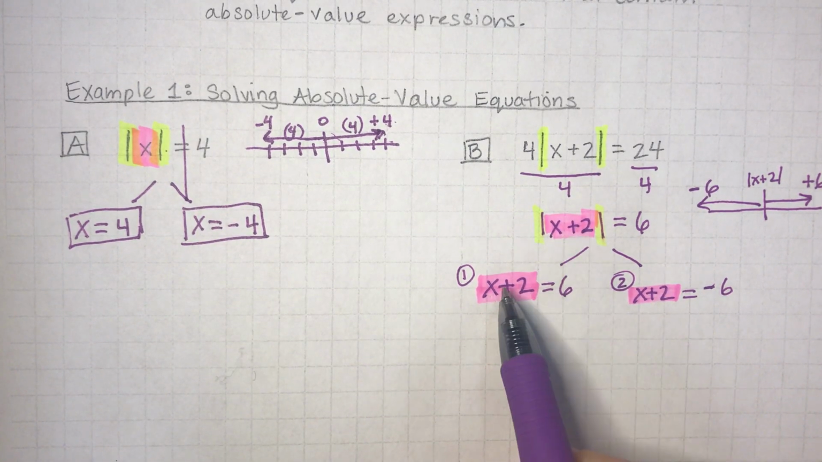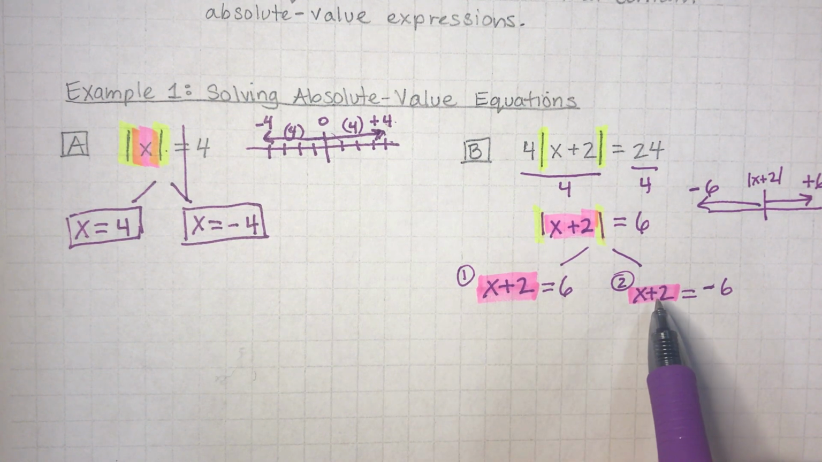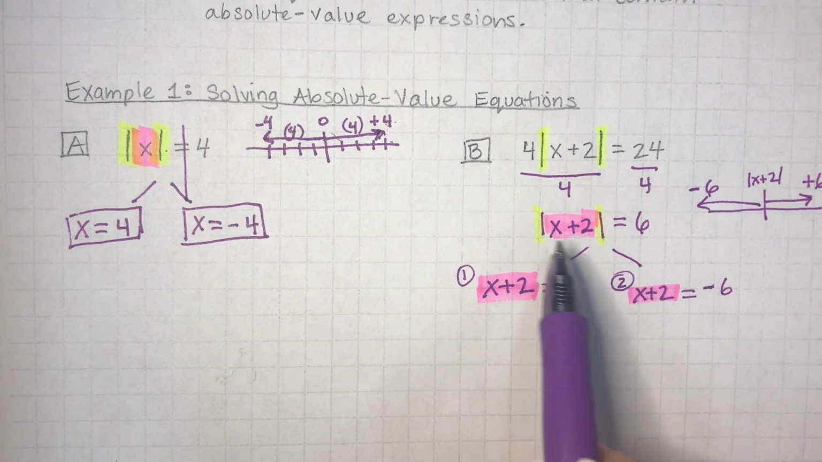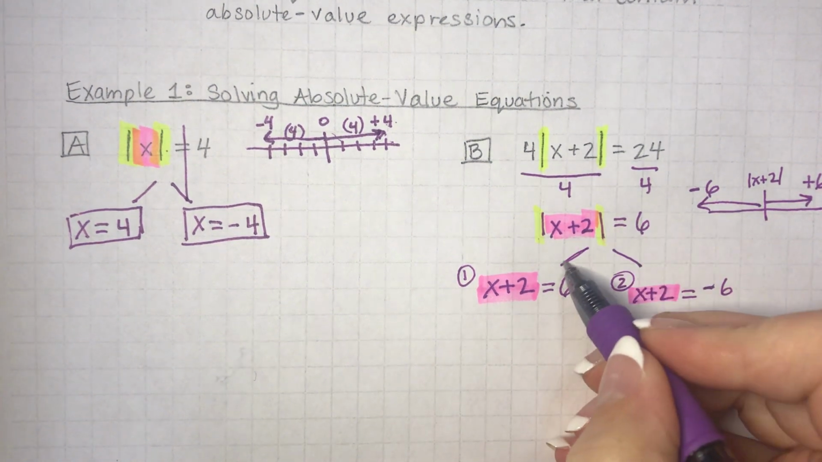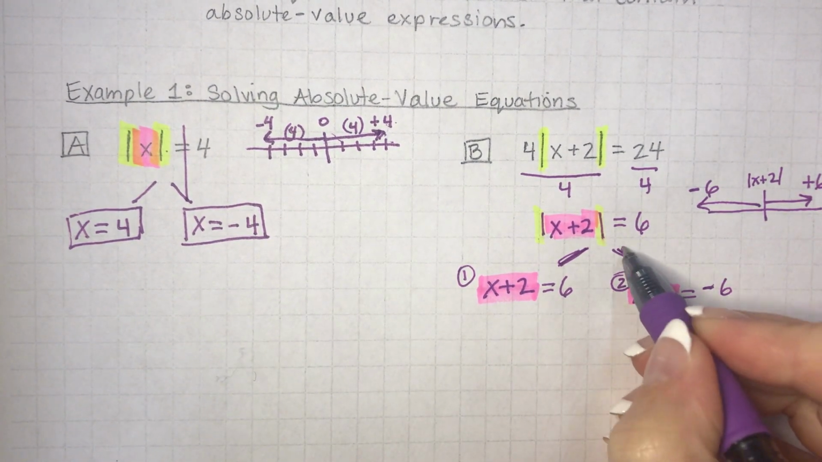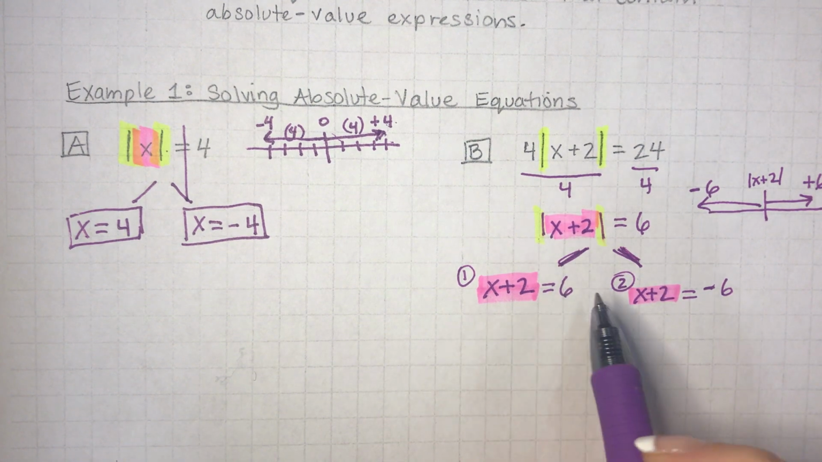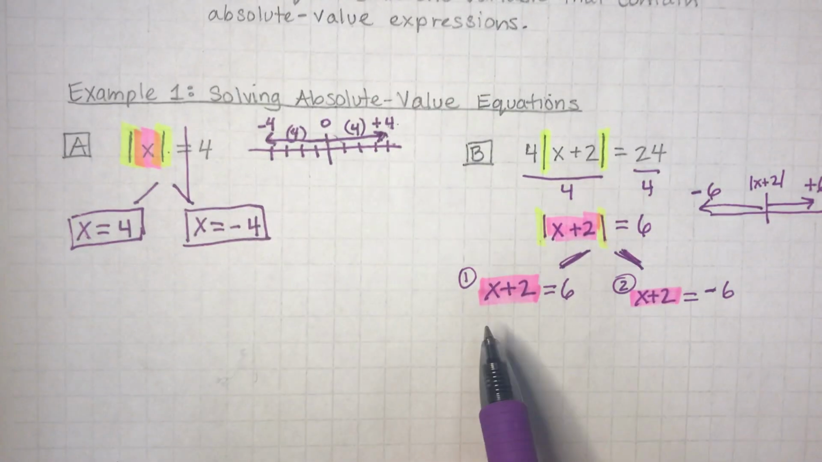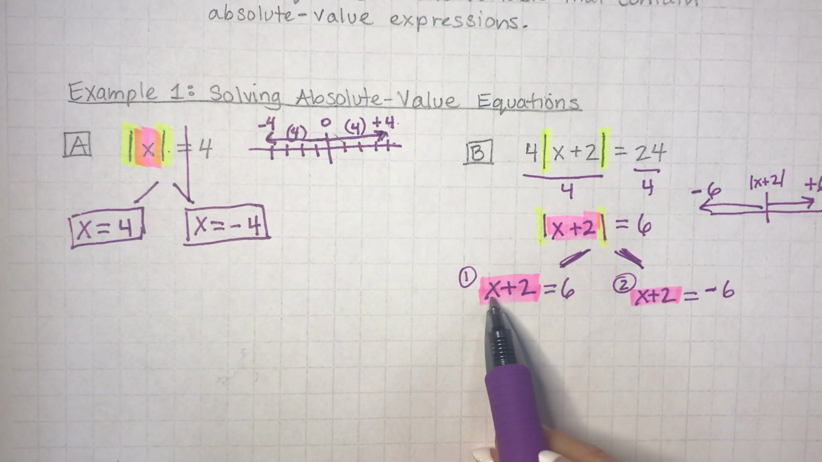And notice that once we split into those two equations, the absolute value symbols went away. So when we do this process of breaking it into two equations, we no longer need the absolute value symbols. All right? So now we just solve for x. So we want to get x by itself.